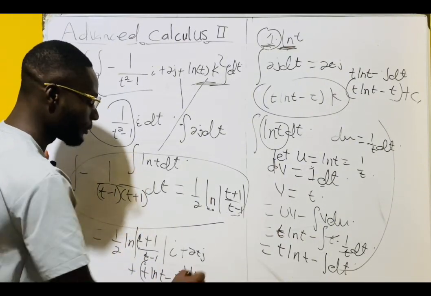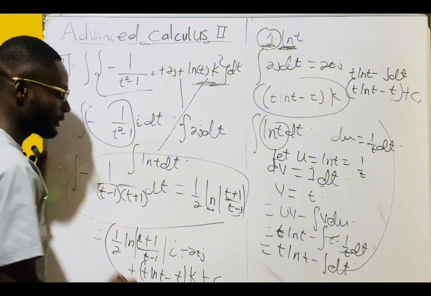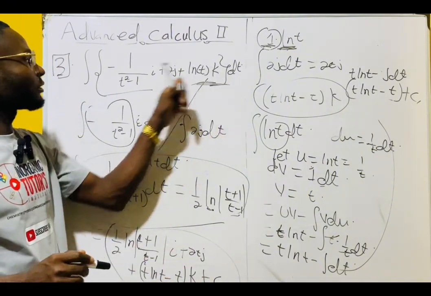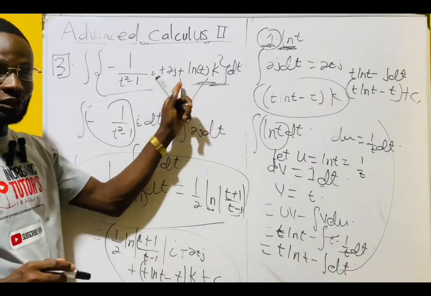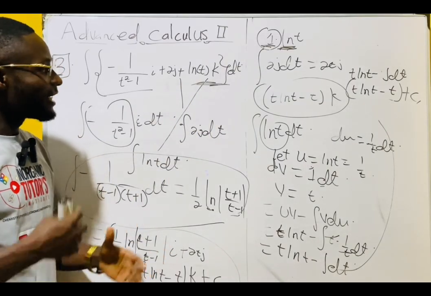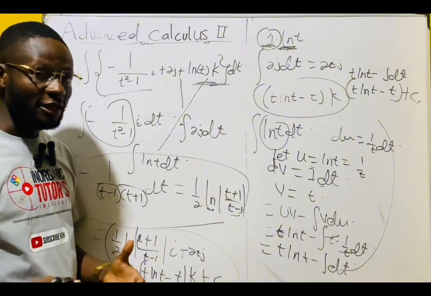And that is the k component plus a constant c. So this is the solution for integrating this particular function. All right, so that is the end of problem number 3. Let's move on to problem number 4.